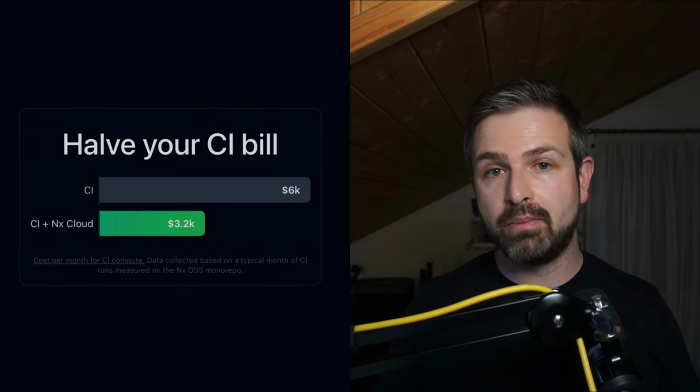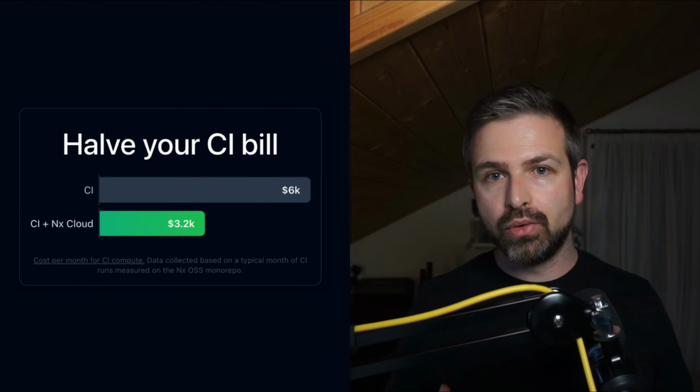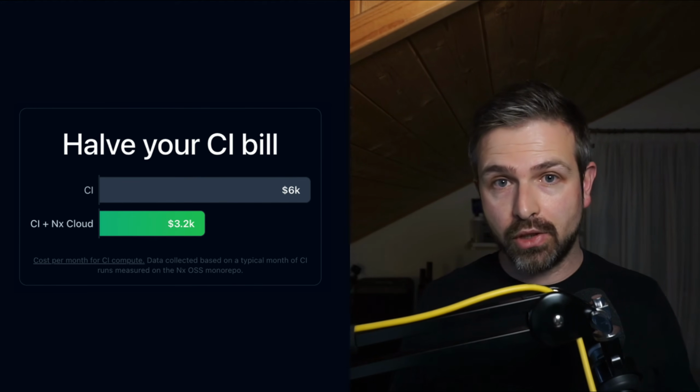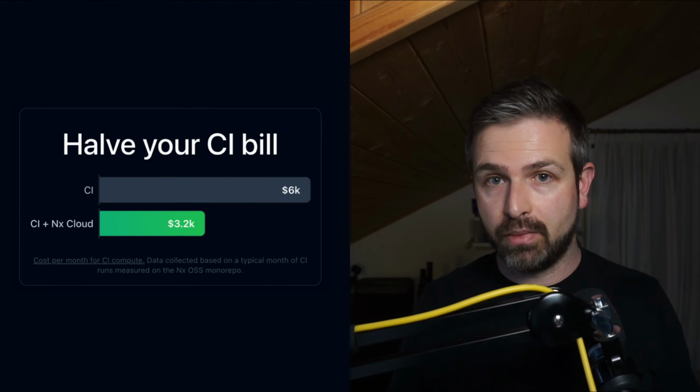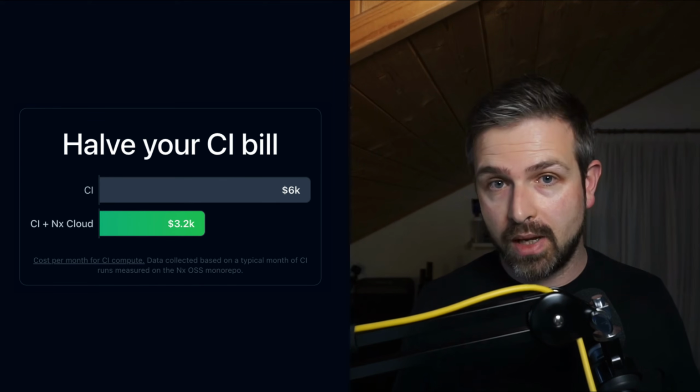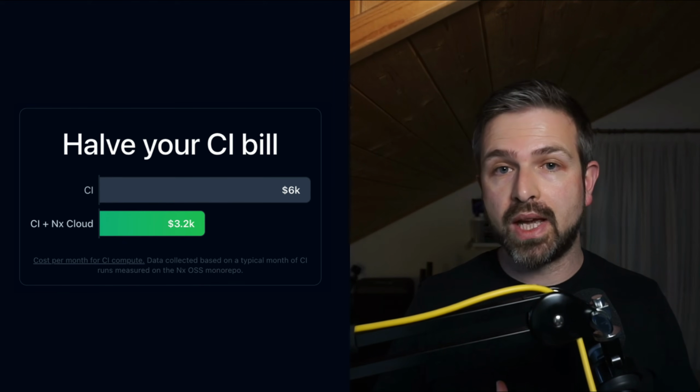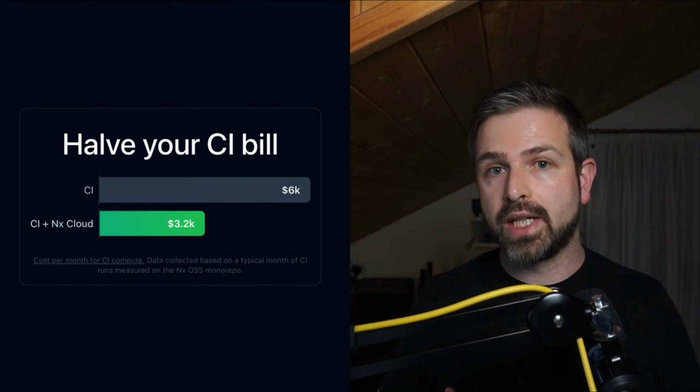So on our own NX open source repo, we have quite a lot of end-to-end tests and heavy CI tasks. And so by applying these techniques of the remote caching provided by NX Replay and the distribution provided by NX agents, we were able to reduce our CI costs of just running on Circle CI, which would be 6K per month, down to 3.2K per month if we use Circle CI mainly as the trigger for running distribution on NX Cloud infrastructure.